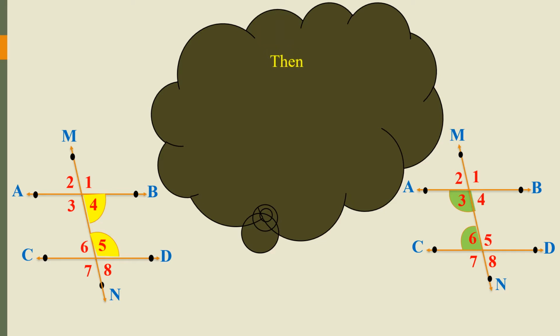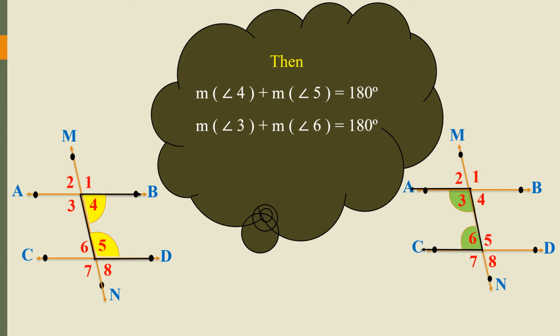then measure of angle 4 plus measure of angle 5 equals 180 degrees as supplementary. Measure of angle 3 plus measure of angle 6 equals 180 degrees as supplementary. So all these angles are called interior angles on the same side of the transversal, and they are supplementary. Don't forget it.